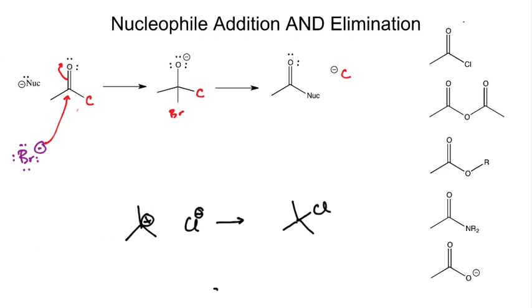What's the charge over here? Br minus. What's the charge over here? It's not neutral, a negative oxygen. Oh. Which one stabilizes the charge better? Why does bromine stabilize the charge better than oxygen? Now you can say size.